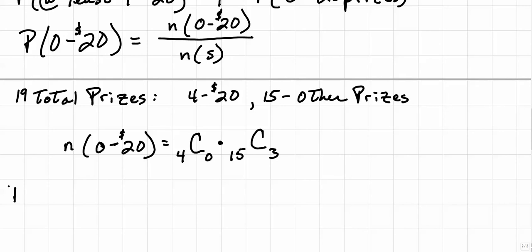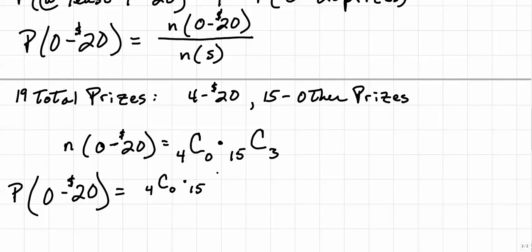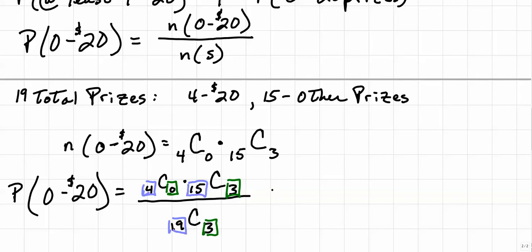So the probability of choosing 0 $20 prizes will be equal to 4C0 times 15C3 all over 19C3. Once again, I want you to key on the fact that 4 plus 15 will be equal to 19, and 0 plus 3 will be equal to 3. And I can put that into the calculator.